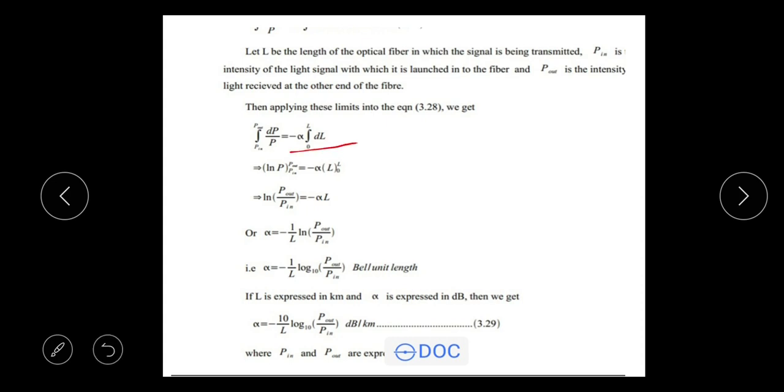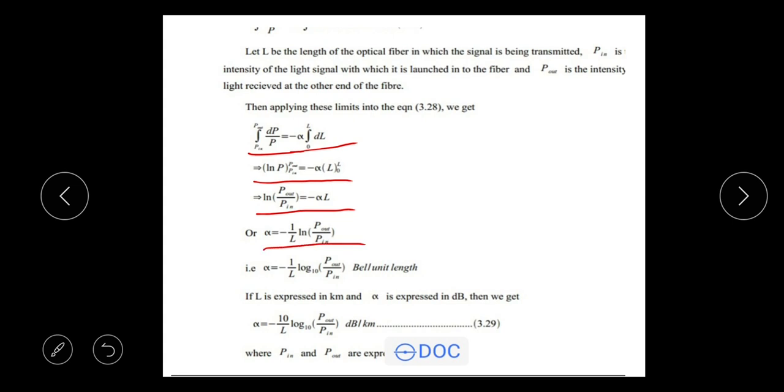Integrating this equation, we get this equation, because integral of 1 by P is ln P and integral of dL is L. So ln P is equal to minus alpha L. Applying the limits, we get ln P out by P in is equal to minus alpha L, or alpha is equal to minus 1 by L ln P out by P in.